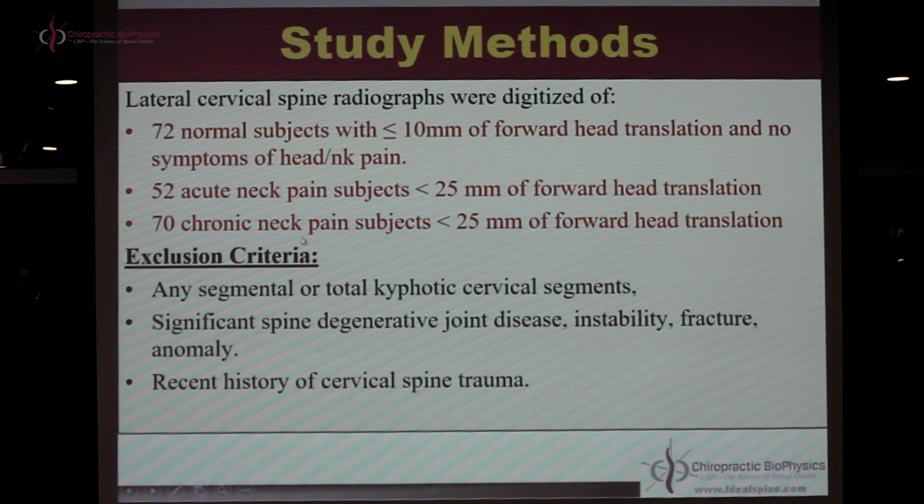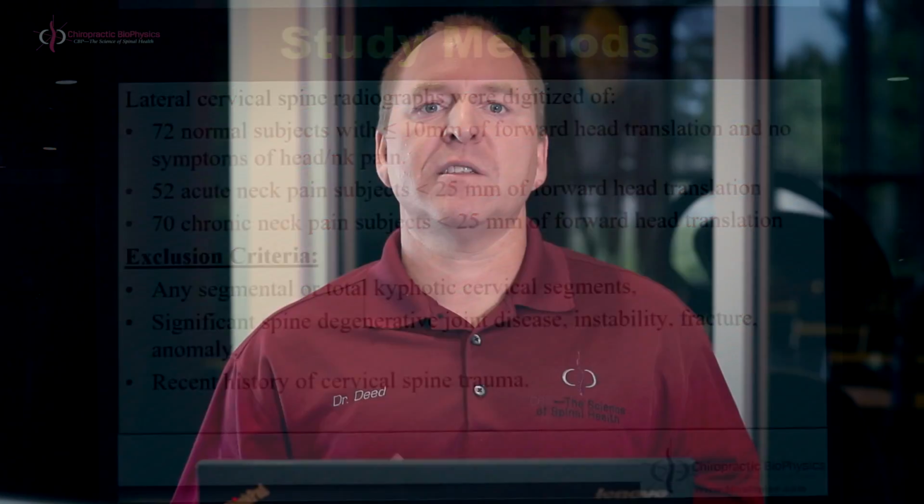So we've got 52 acute neck pain subjects, less than 1 inch of head translation. Then we have 70 chronic neck pain subjects with also less than 25 millimeters or 1 inch of head translation. Chronic pain is defined as more than their first occurrence of neck pain, requiring intervention, and/or symptoms lasting greater than 12 weeks or 3 months in duration.